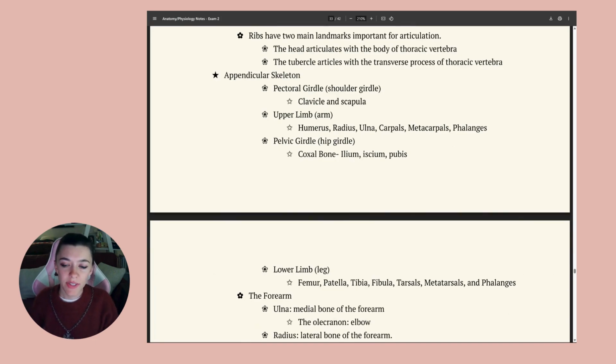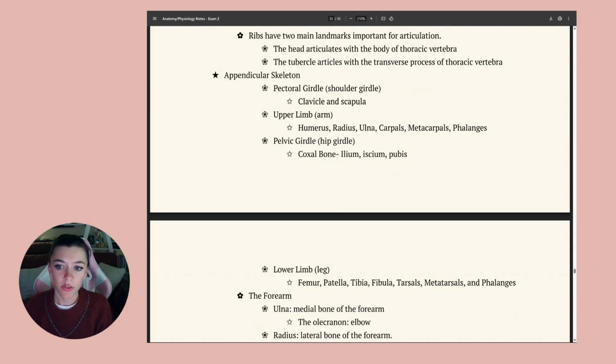Your appendicular skeleton. All right, sweet. This includes your pectoral girdle, which is your shoulder girdle. That contains your clavicle and scapula. Your upper arm, which is your humerus. Radius on your pinky end. Sorry, ulna is on your pinky end. Radius on your thumb end. Carpals, metacarpals, and phalanges. Next is your pelvic girdle.